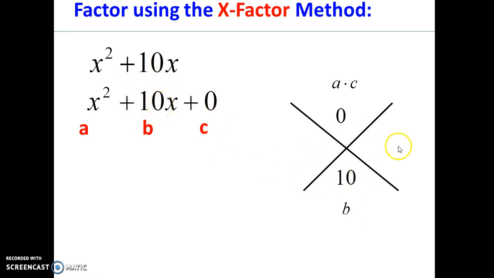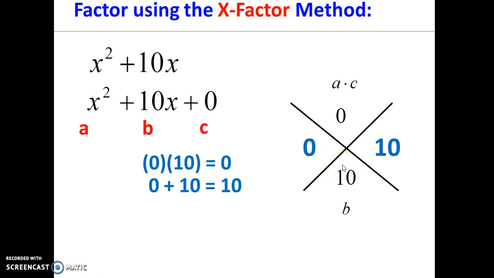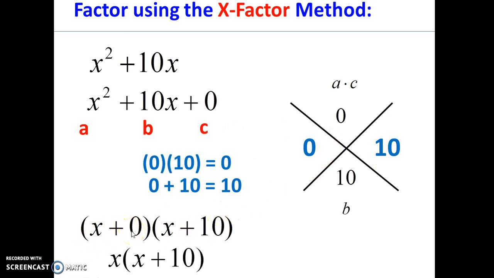Now you're thinking of two numbers that multiply to make 0 and add up to 10. Well, the only way to get 0 is to do 0 times something, but those numbers have to add to 10, so it has to be 0 plus 10. So the numbers must be 0 and 10. By x factor, they multiply to 0, they add to 10. Then we have x plus 0 and x plus 10, and x plus 0 is just x, so we end up with this. If you look above, you'll notice that this matches exactly the factored form we got when we did the greatest common factor.